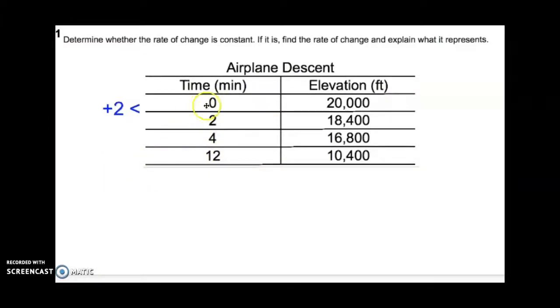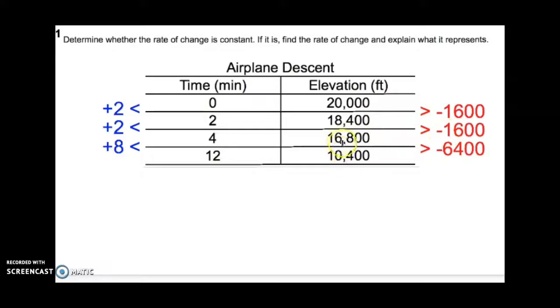So we add 2 to go from 0 to 2, add 2 to go from 2 to 4, and add 8 to go from 4 to 12. Now we've got to do this for the elevation. We go down 1,600 from the first 2, go down 1,600 from the second 2, and then between these two, you go down 6,400.